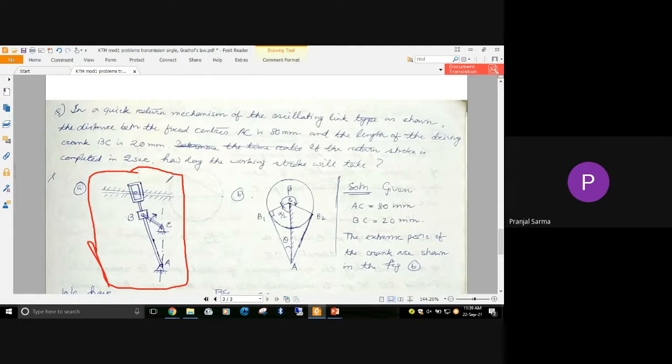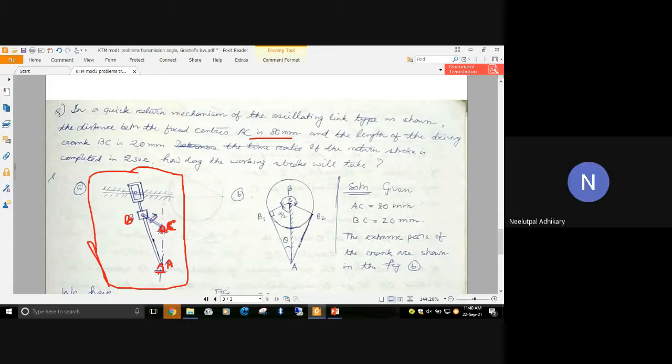Now, what are the given data? It is said that the distance between the fixed centers, here we have this fixed position A, and another fixed location here, that is C. The distance AC is equal to 80 millimeter. The length of the driving crank is given as BC equal to 20 mm, where C is the fixed portion and B is the slider. Crank means which portion? What kind of motion does it have? Does the crank rotate or slide, or what happens to it?